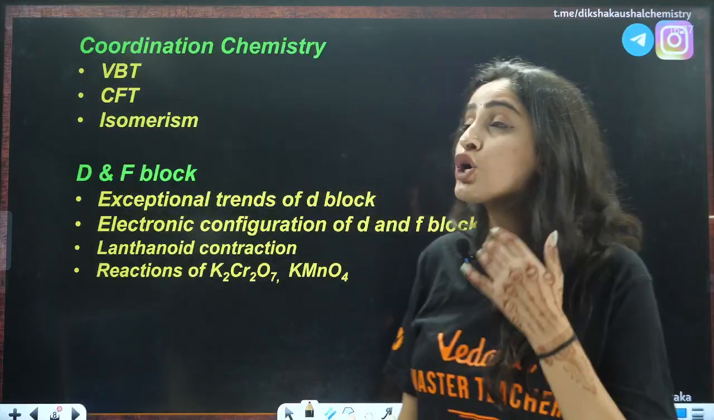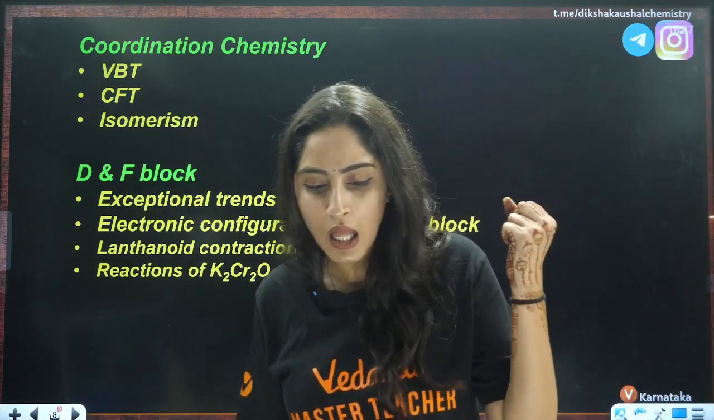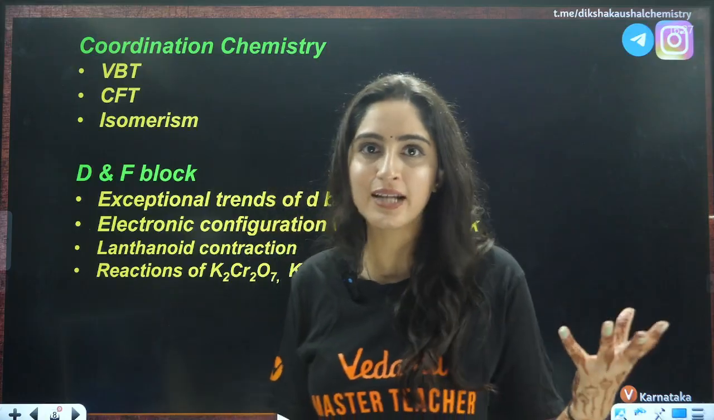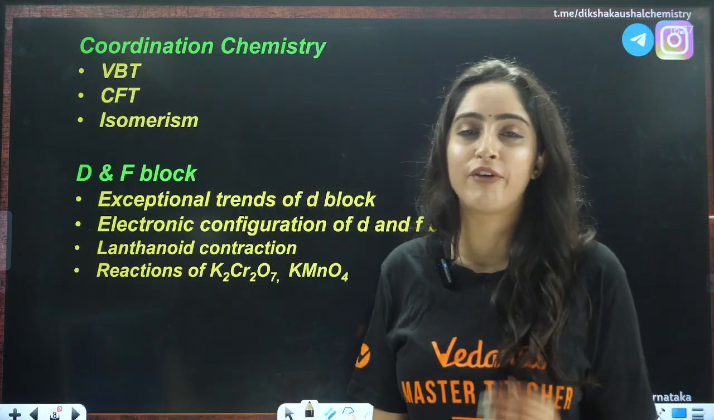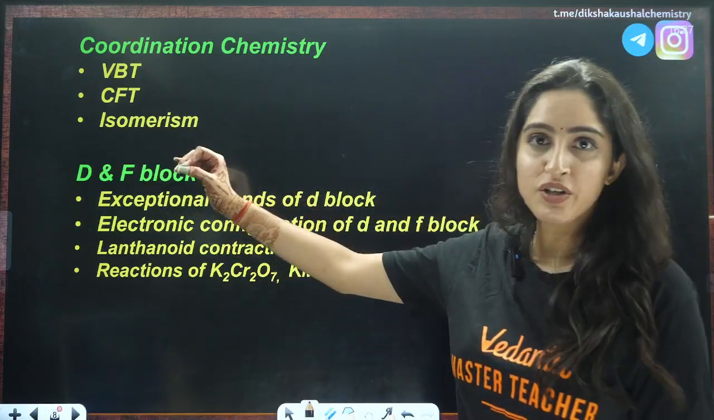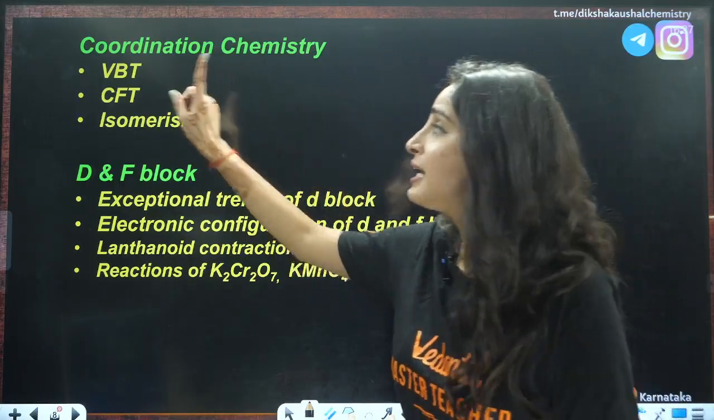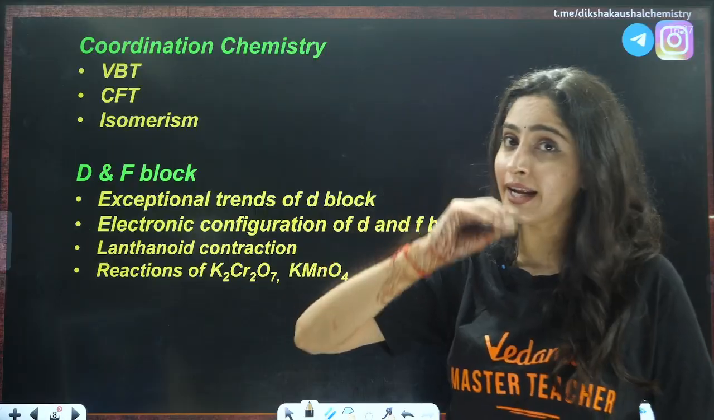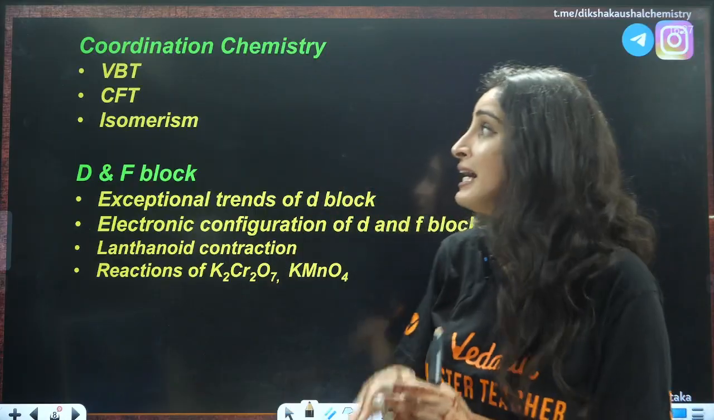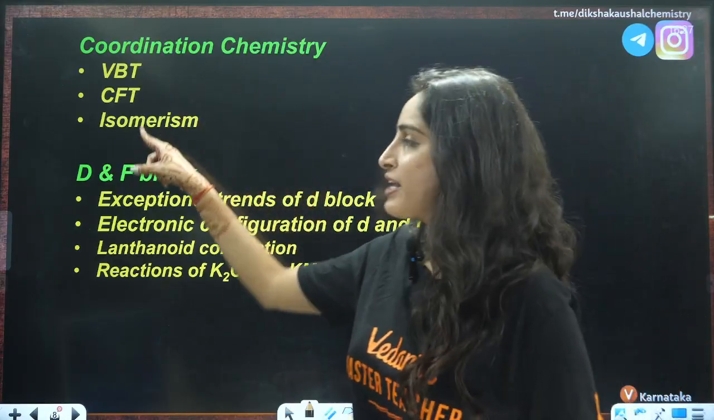Next is coordination chemistry. Now this is inorganic chemistry, right? So this is a very important chapter. Direct questions are asked from VBT theory, right? Examples directly from your NCERT. Then CFT, crystal field theory, directly examples from your NCERT. d-d transitions, and now isomerism as well.